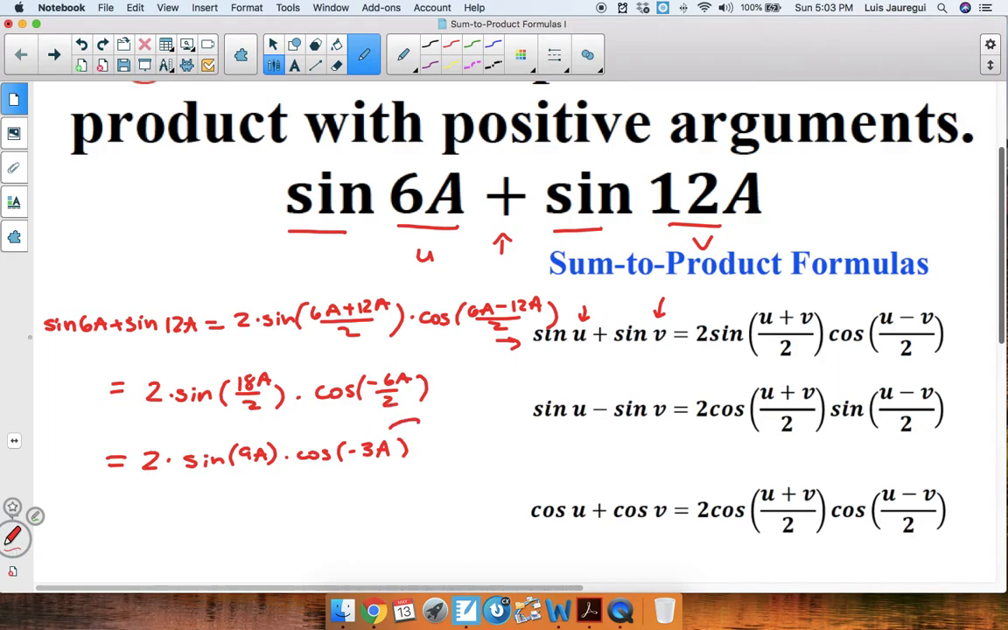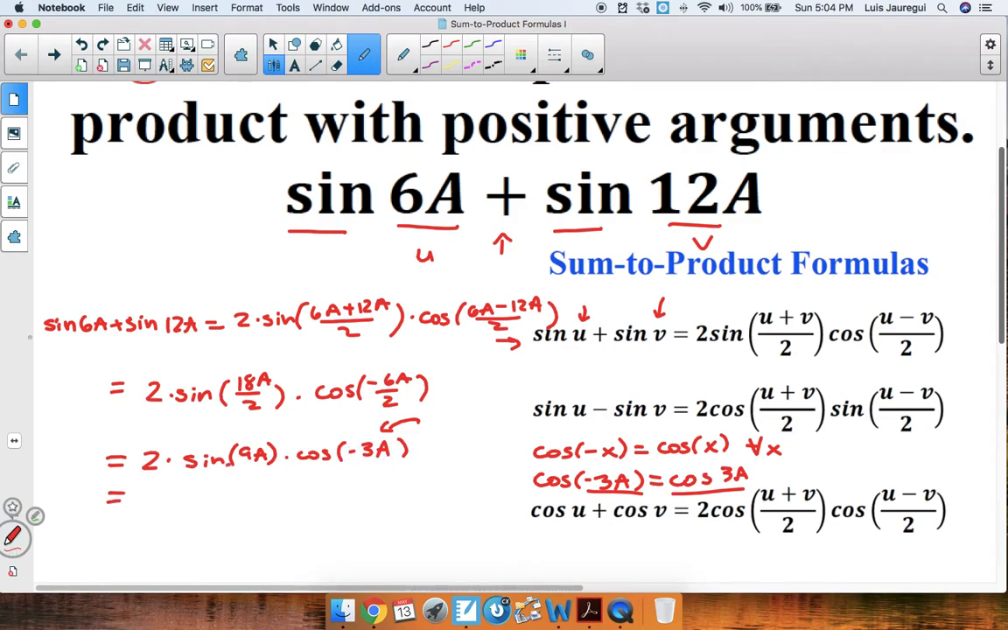However, the argument here happens to be negative, and as part of the instructions, we wanted a positive argument. So we're going to use the fact that cosine is an even function. Recall that cosine is an even function because cosine of negative x is equal to cosine of x for all x in the domain. So we're going to use that property to establish the following relationship: cosine of negative 3a is equal to cosine of 3a. And using this new fact, we're going to replace this cosine of negative 3a with cosine of 3a.